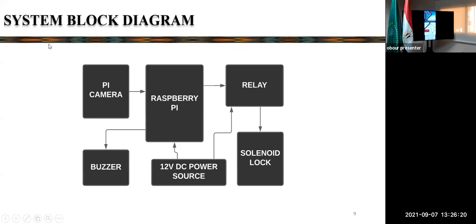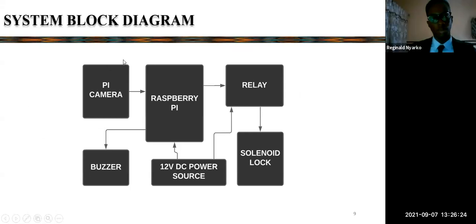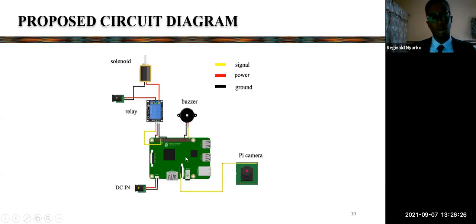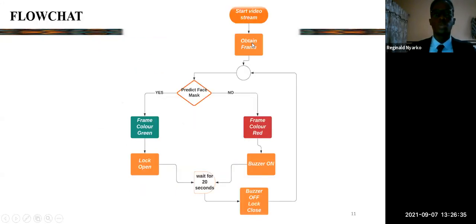Gradient, and then tested with the Raspberry Pi interface and with a camera. So this is the system block diagram. We have the PyCam, the Raspberry Pi. It's better here with the circuit diagram. So the Raspberry Pi, the relay to control the solenoid lock, and the camera.